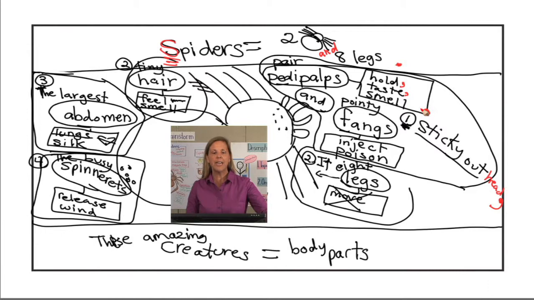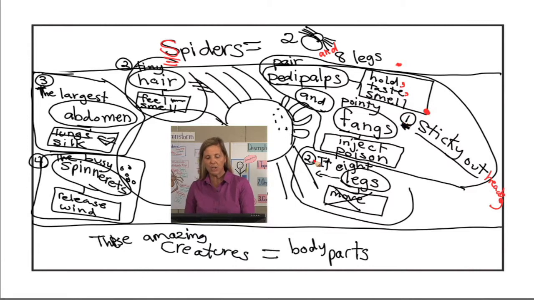Let's go back and read it again. Spiders have 2 body parts and 8 legs. Sticking out from their heads, I need to put an S there because I said spiders. So sticking out from their heads are pointy fangs that inject poison and a pair of pedipalps that help hold, taste, and smell their food.